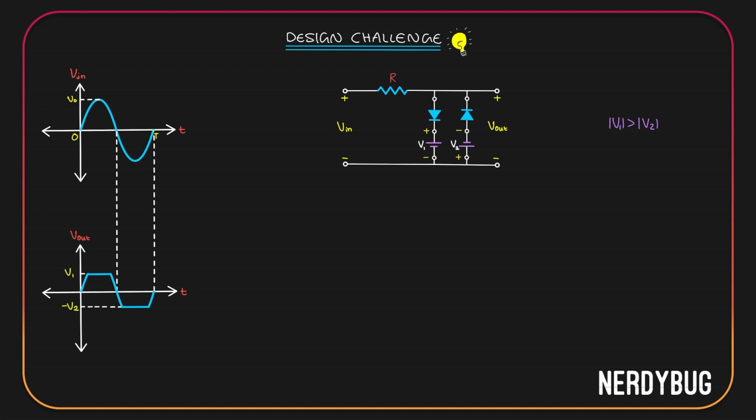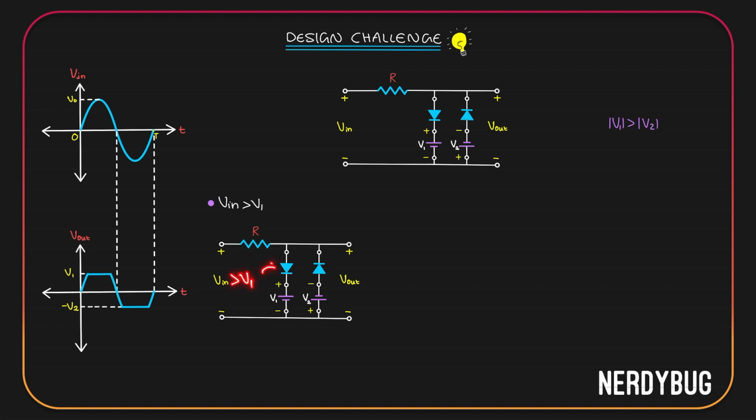Now, let's make the circuit model when input is greater than V1. Let us start with this diode. The cell is already giving it a positive potential here and a negative potential here. It is reverse biased. It will only be forward biased if the input is more positive here than what it already has here. That means when V input is greater than V1, this diode will become forward biased. We can model it as a closed circuit.